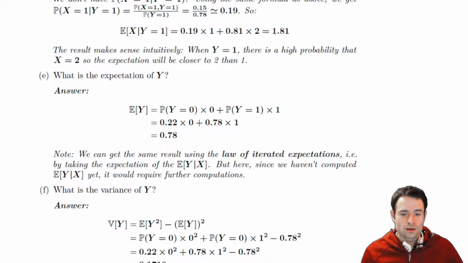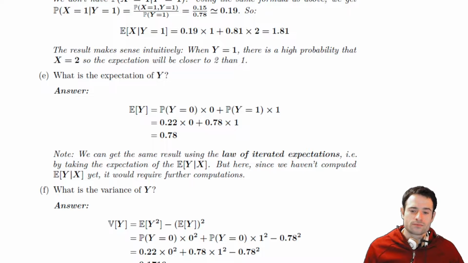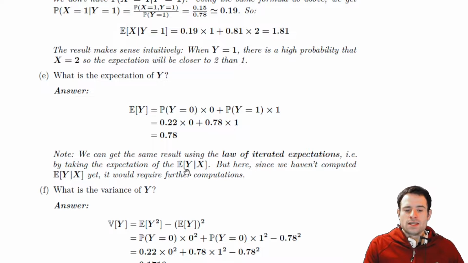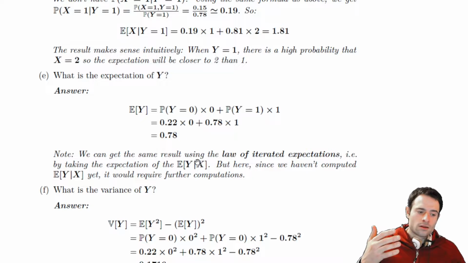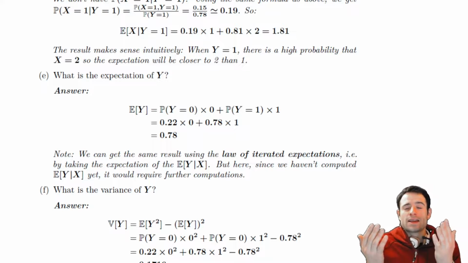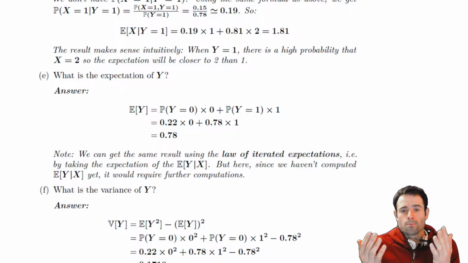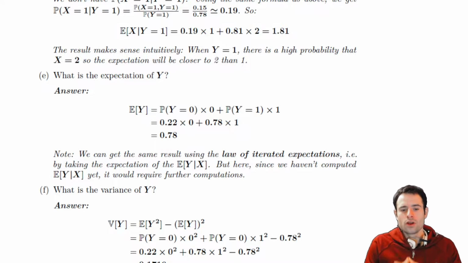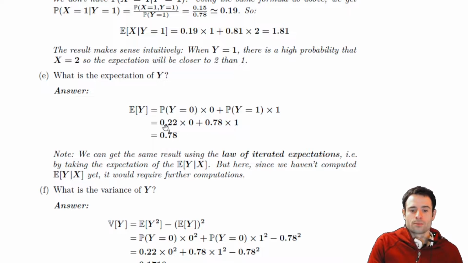A third way would be to use the law of iterated expectations. I would have to take the expectation of the two conditional expectations. I would have the expectation of y conditional on x being equal to 1 on one hand. On the other hand, the expectation of y given that x is equal to 2, and then I would take the average of both, the expectation of both, to get the same number.